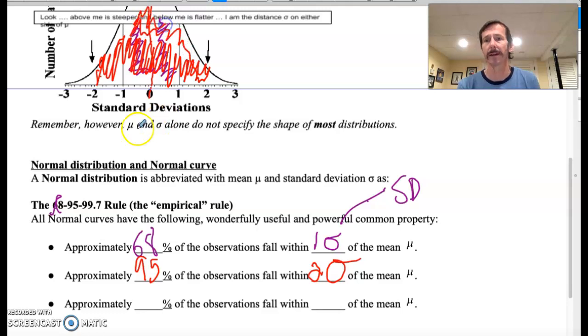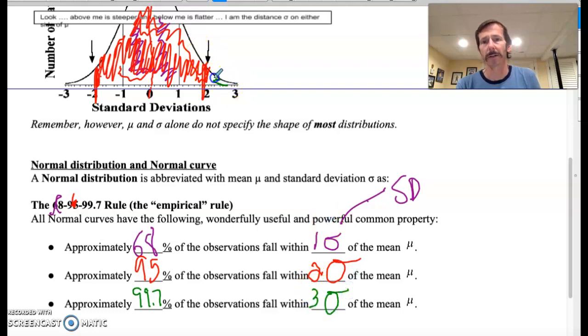notice that as I color that in, that's almost the entire curve. From 2 deviations above to 2 deviations below, I've basically shaded in almost the whole curve. In fact, I've shaded in about 95% of that curve, which means that 95% of the observations in this distribution will be within 2 deviations from the mean. And that takes care of our 95. So that gets us to 99.7, which means that approximately 99.7% of observations fall within 3 standard deviations of the mean.